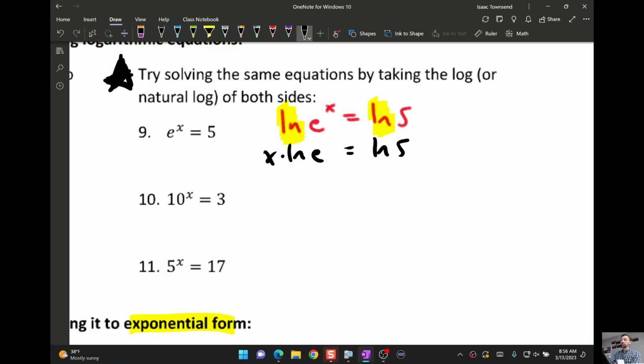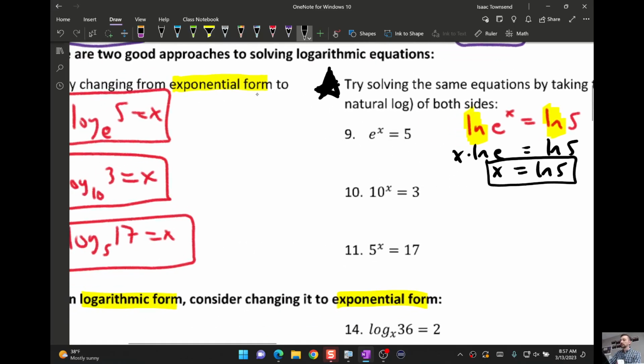Natural log of e is just 1, because it's the same: e to what power gives you e? So you still end up with the natural log of 5, which is what we got doing it the other way. So it's not like you have to work this question in this way, but this is a needed strategy sometimes.